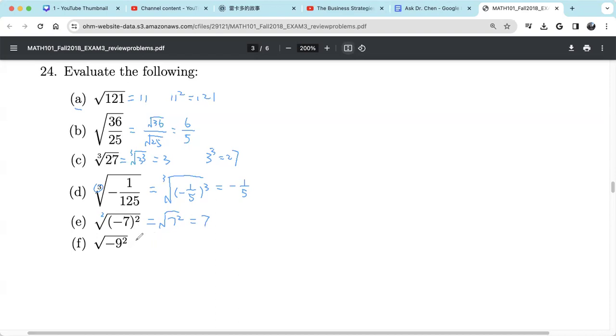But this one does not exist in real numbers, right? Because this is negative 81. Oh, you know what? Right, since we have learned complex numbers, this is the square root of negative 1 times 81, which is 9. Okay, 9i, or i9.